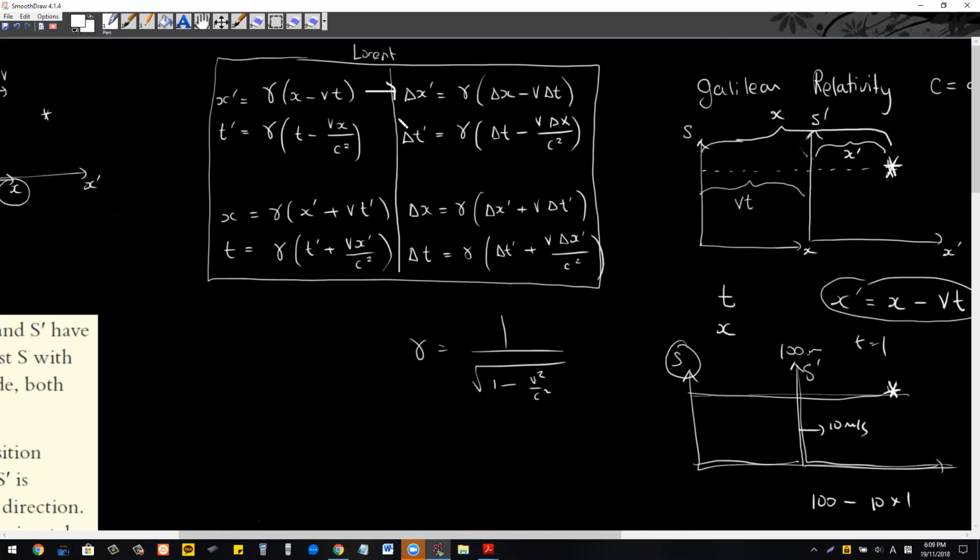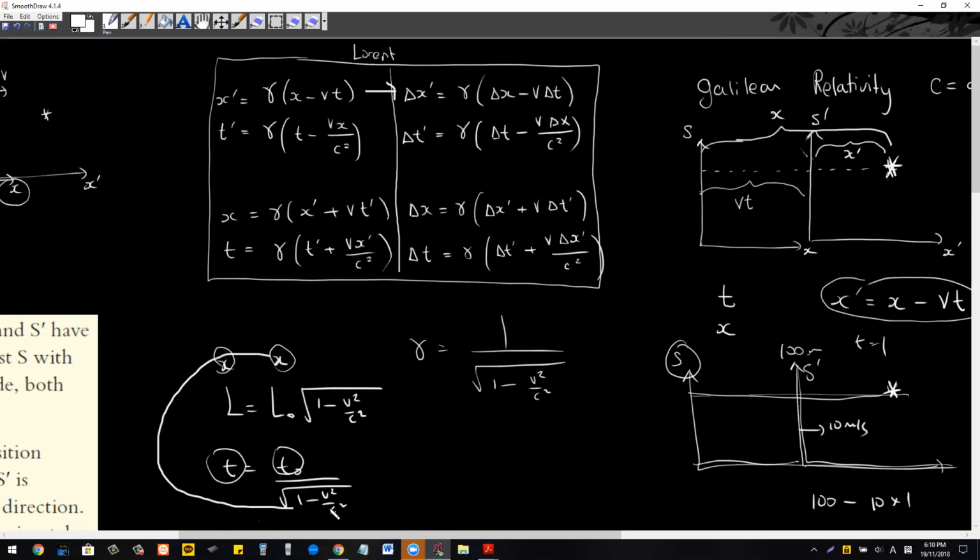You see how we used to just have length is equal to length naught times the root of 1 minus v squared over c squared. So x only depended on x, right? X is like distance or displacement. And time only depended on time, true? Yes, so time only depended on time. But in this case, as you can see, time depends on not only time itself, but also the position, the length. So they're sort of combined together, and that's the Lorentz transformation.